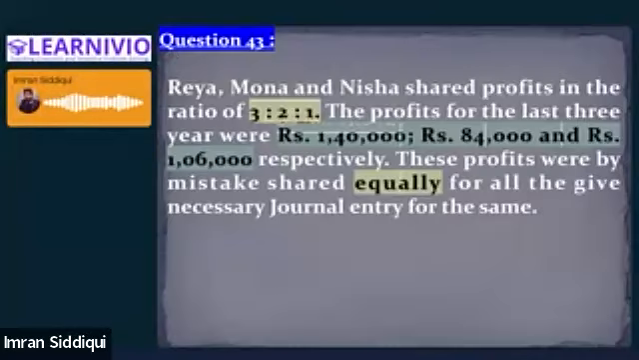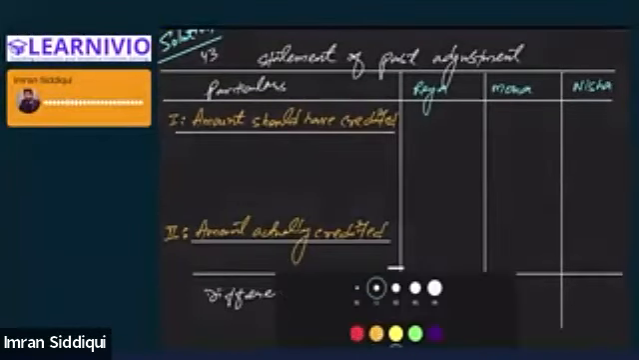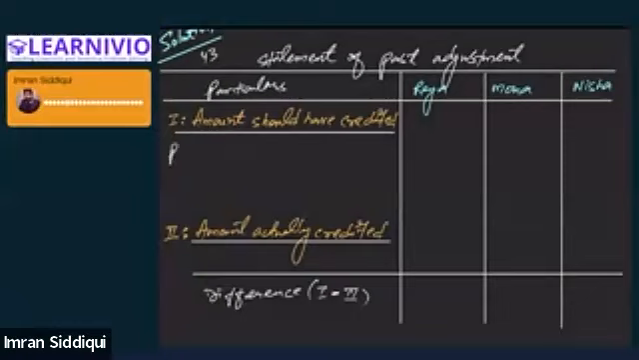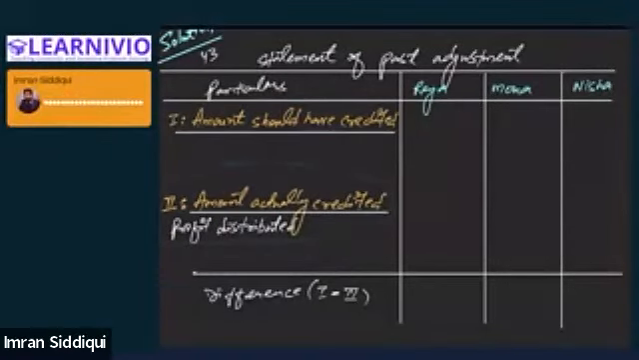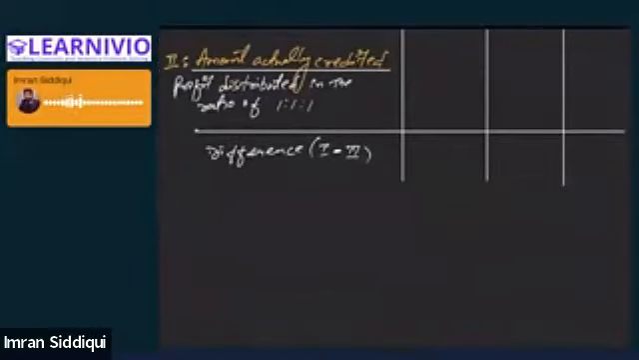The question says that for the last 3 years, profits were 1,40,000, 84,000, and 1,06,000. And by mistake, we shared this profit equally, right? Profit distributed in the equal proportion, that is, profit distributed in the ratio of 1:1:1.